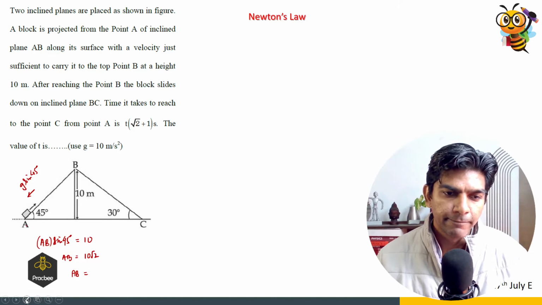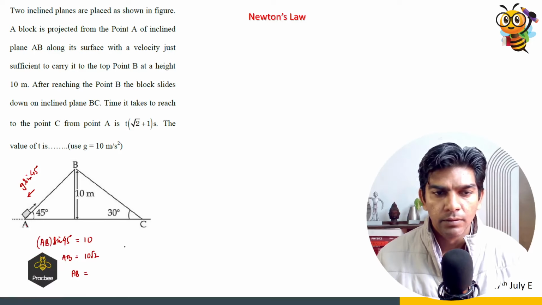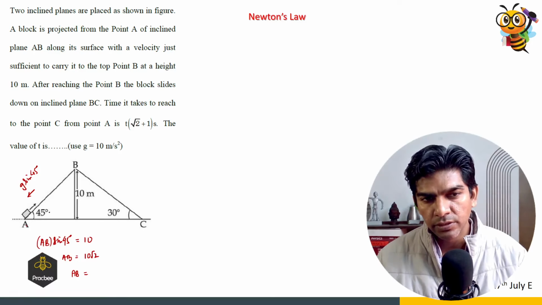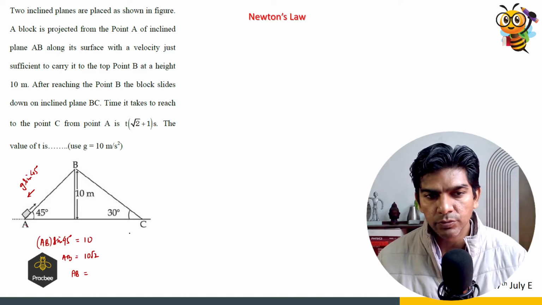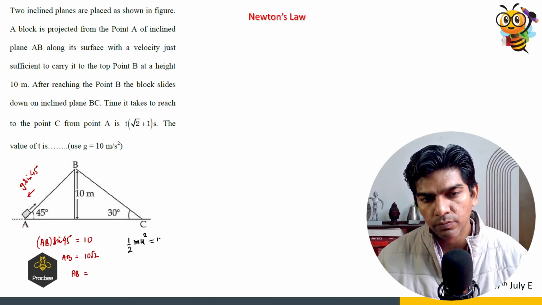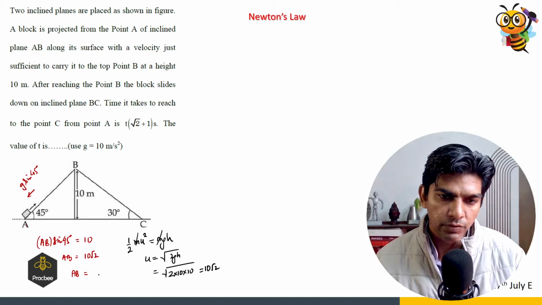So we can say loss in gravitational potential energy, loss in kinetic energy will be equal to gain in gravitational potential energy. So half mu square will be equal to mgh, and h is 10. From this, u comes out to be root of 2gh. So root of 2 times 10 times 10 will be 10 root 2. So we got the initial velocity.